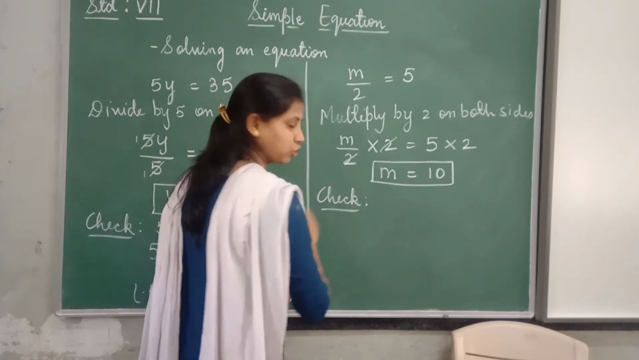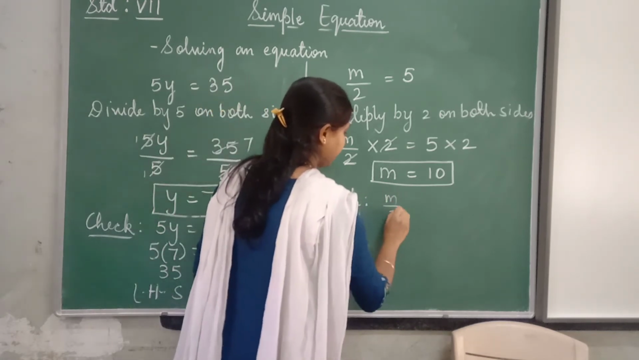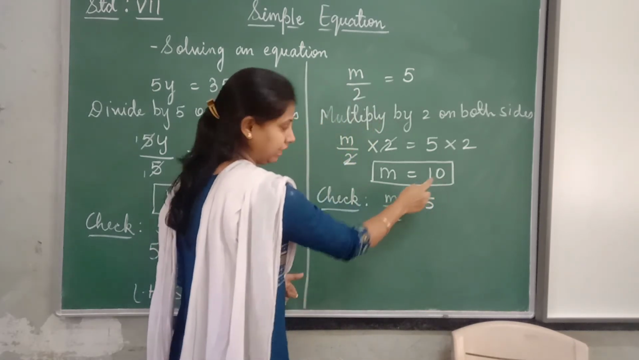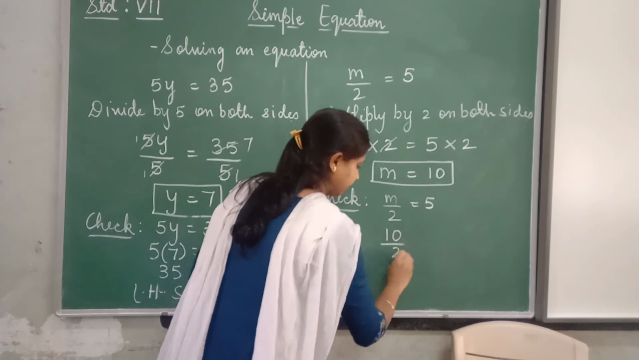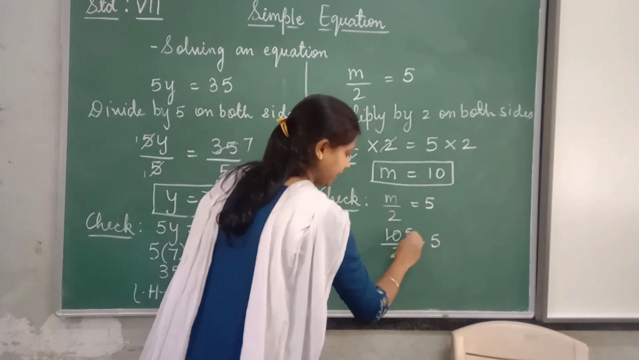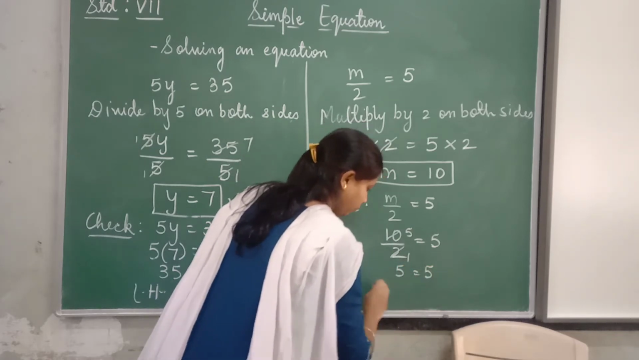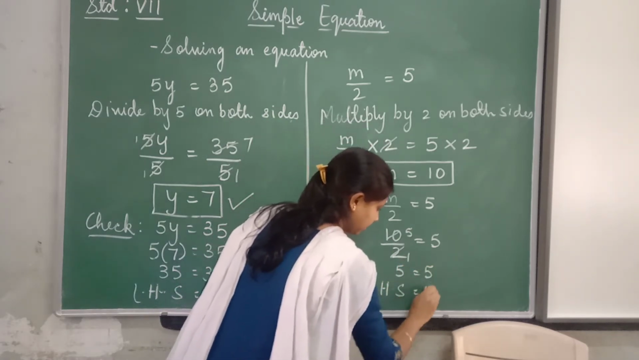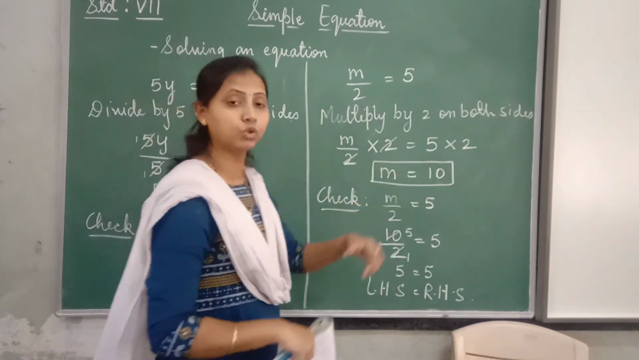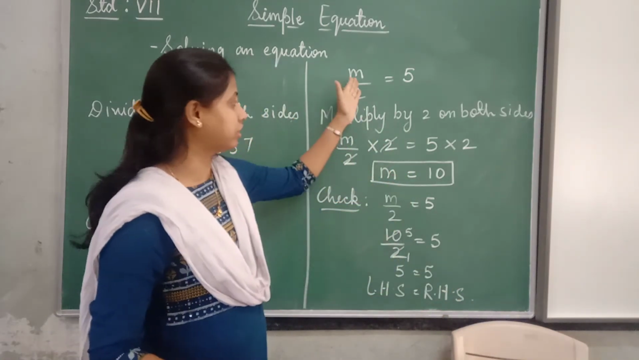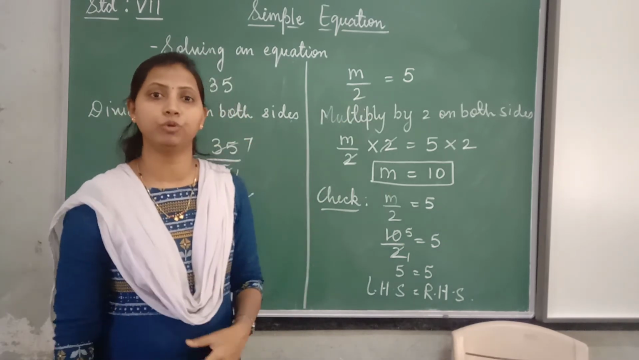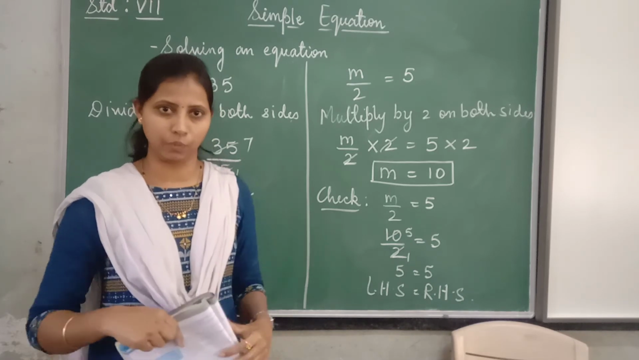Check whether this is correct or not. The equation is M by 2 is equal to 5. What value have we got for M? 10. So substitute that in place of M. 10 by 2 is equal to 5. 2 fives are 10. So you got 5 is equal to 5. That is, LHS is equal to RHS. Therefore, M is equal to 10 is the correct solution for this particular equation. Okay, children, in this way you have to find the solution of the equation.